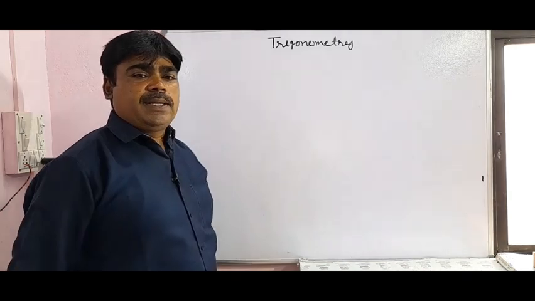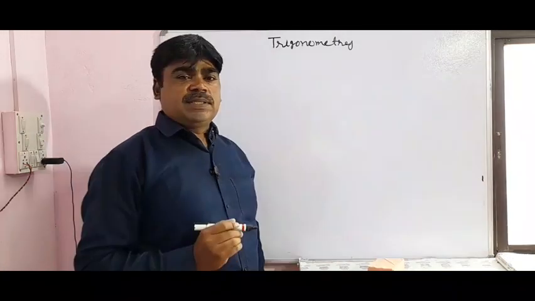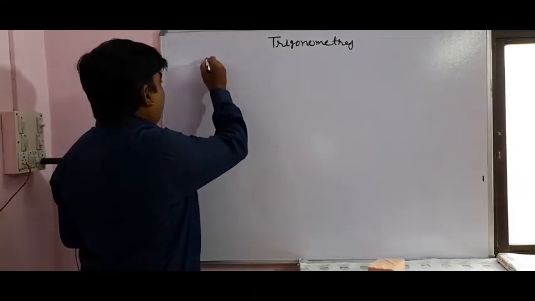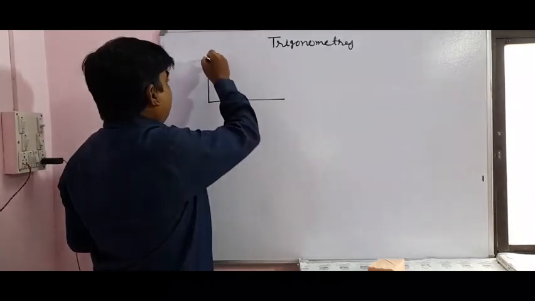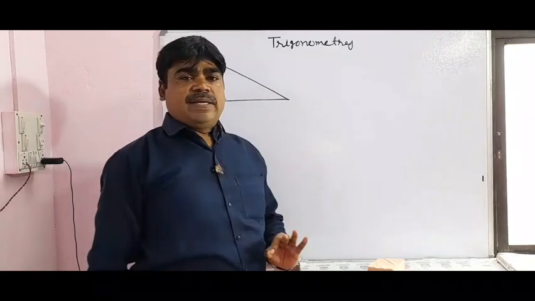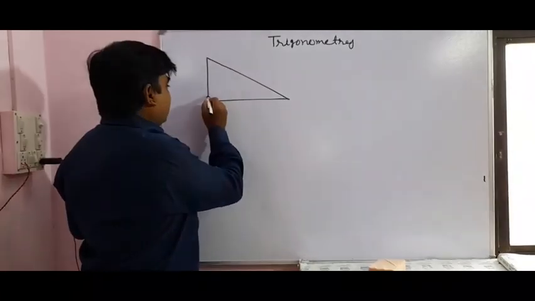What is trigonometry? Trigonometry is a word taken from the Greek language which means measure of three sides. But it only works on a right angle triangle. You know what a right angle triangle is? A triangle having an angle of 90 degrees is called a right angle triangle.